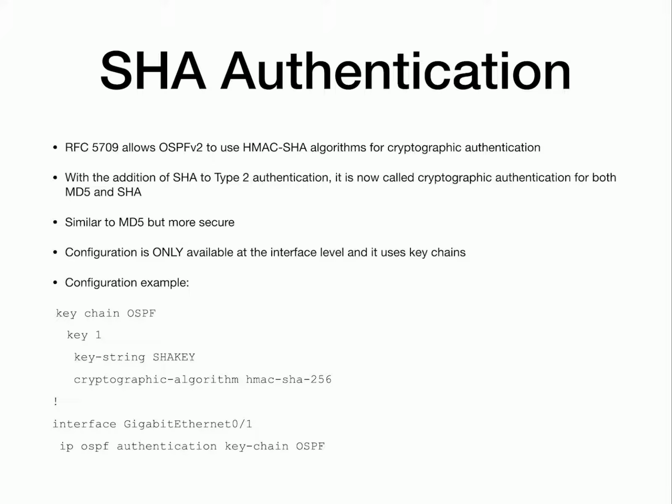Now, one important thing to note is that so far, IOS does not allow you to enable SHA authentication at the area level, only at the interface level. So to configure SHA authentication, you first need to define the key ID and the key string by using a keychain, and then apply the keychain at the interface. And notice that the SHA algorithm is also configured under the key. So this configuration is slightly different from the other two methods that we just looked at.